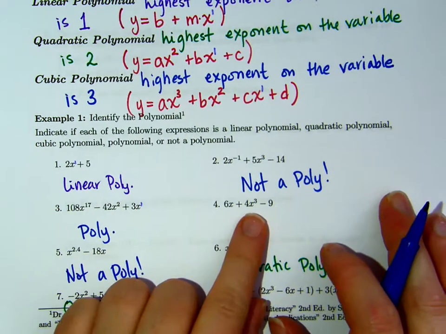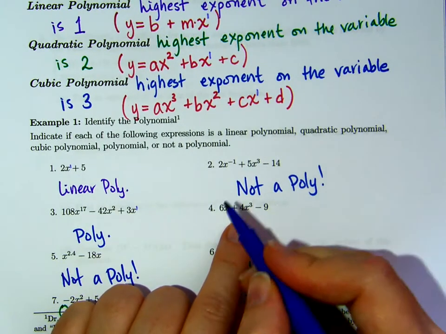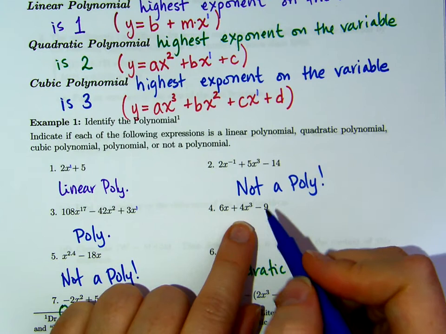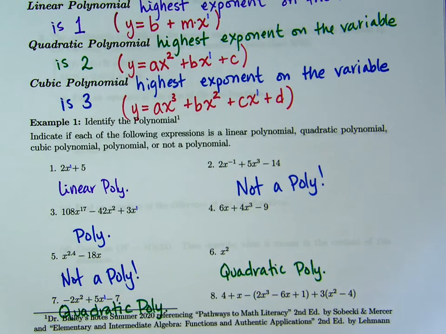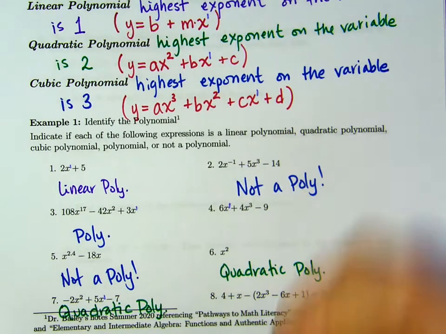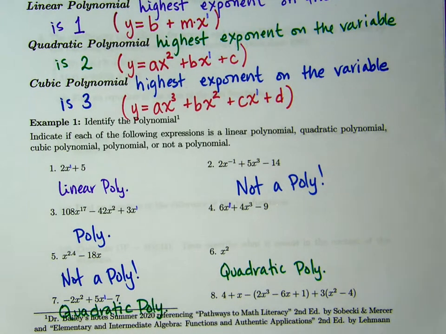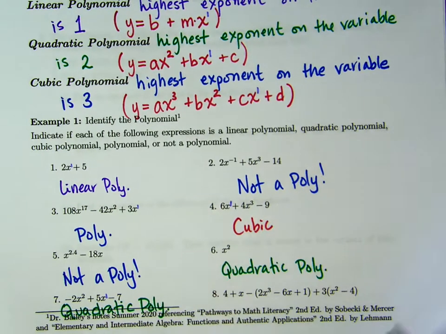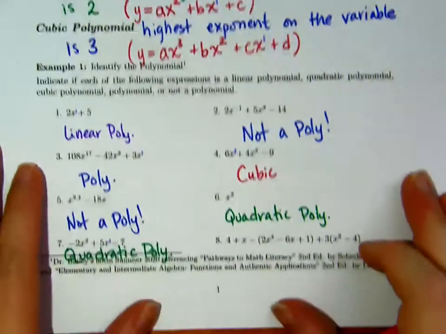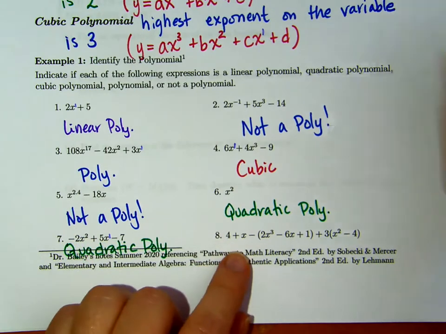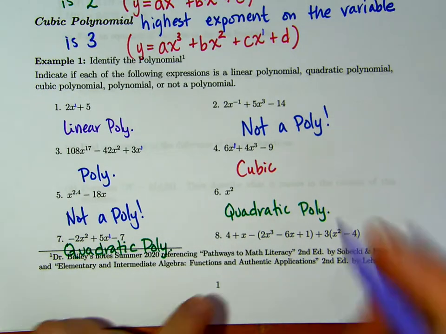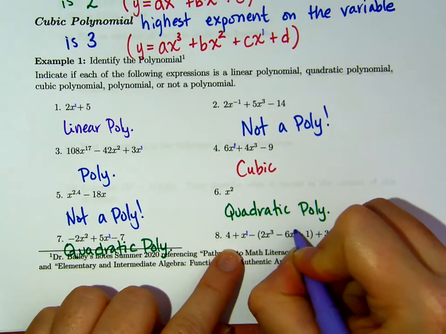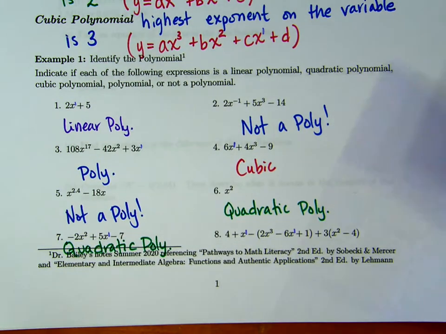Now this one though, that doesn't break the rules of being a polynomial, and the highest power is a 3. So the implied exponent on x is 1, and this is a cubic. Yeah? What about down here in number 8? So I see another implied exponent. Got it.